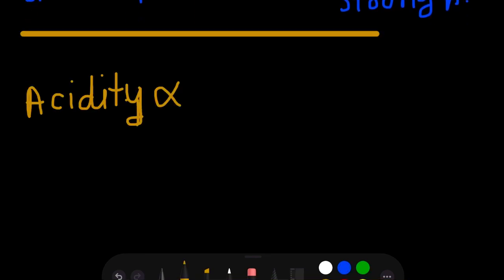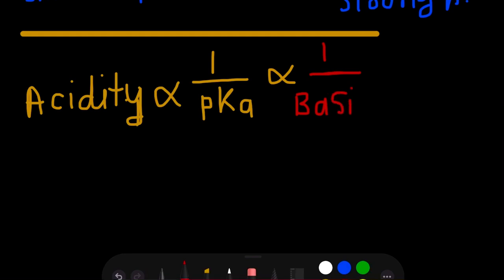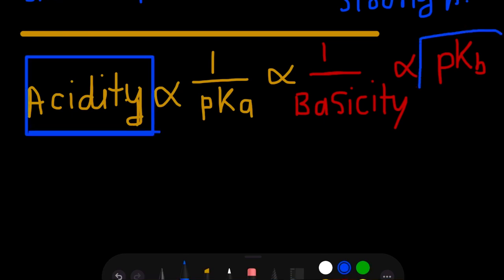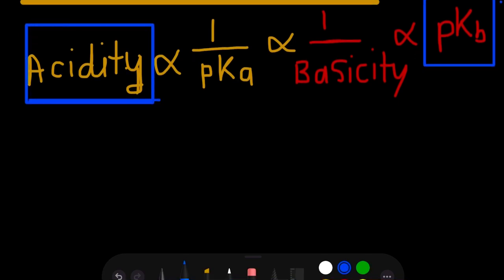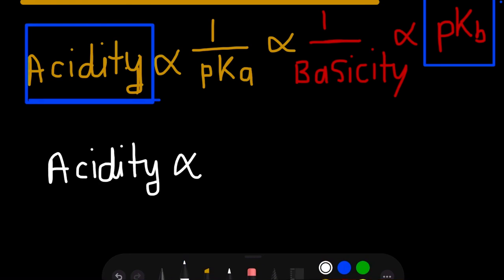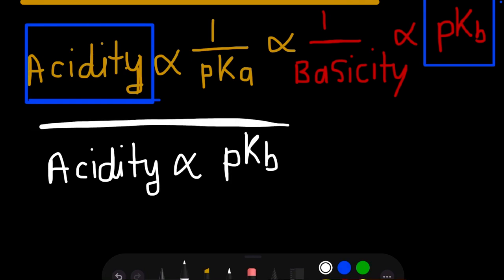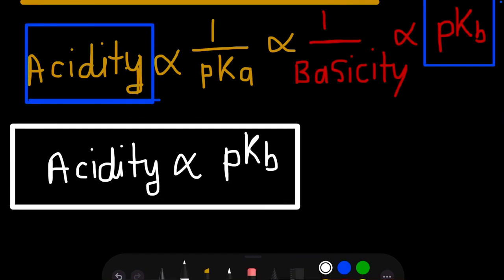We can write the relation between acidity and basicity. The acidity is inversely proportional to pKa value and also inversely proportional to basicity, and basicity is inversely proportional to its pKb value. Acidity is directly proportional to pKb value. That means if we find the acidity order, then it will also be the pKb order.